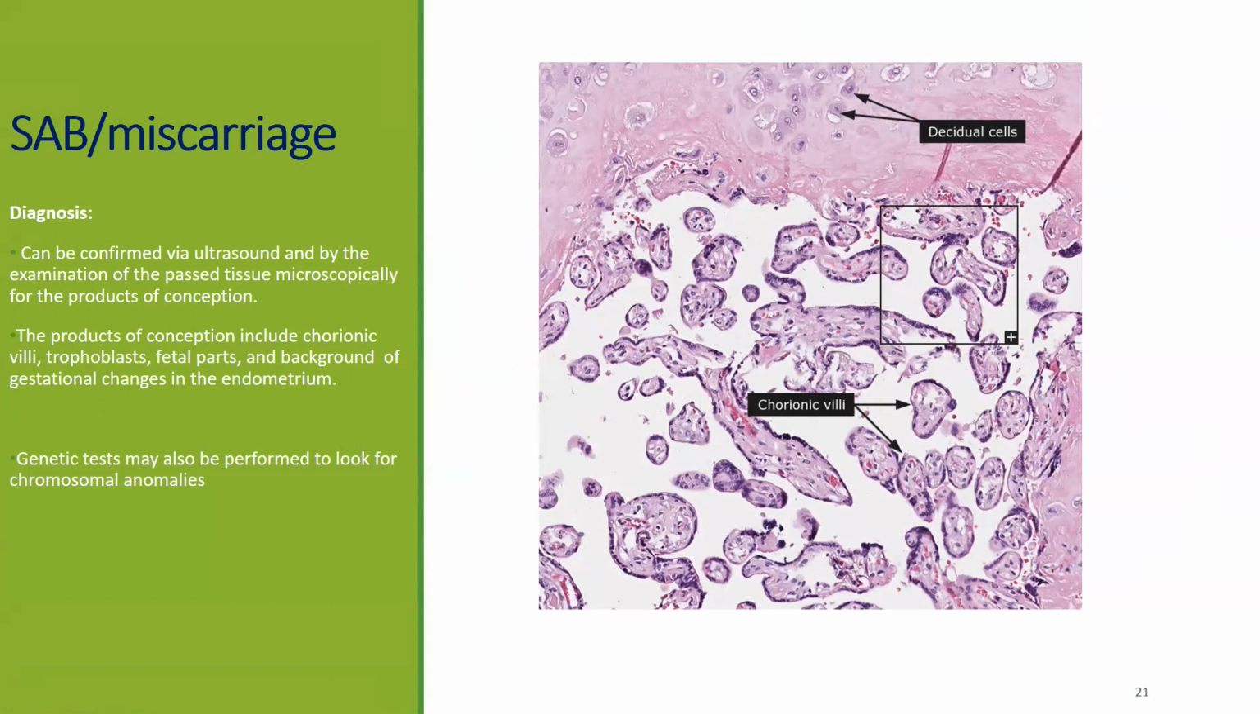What we see in spontaneous abortion, the most important factor in histopathology to confirm the presence or absence of miscarriage or spontaneous abortion, is to find the chorionic villi. So if we see chorionic villi in the histopathology, we confirm the products of conception. If we don't see chorionic villi, we never, ever confirm products of conception. This is a medical legal issue.